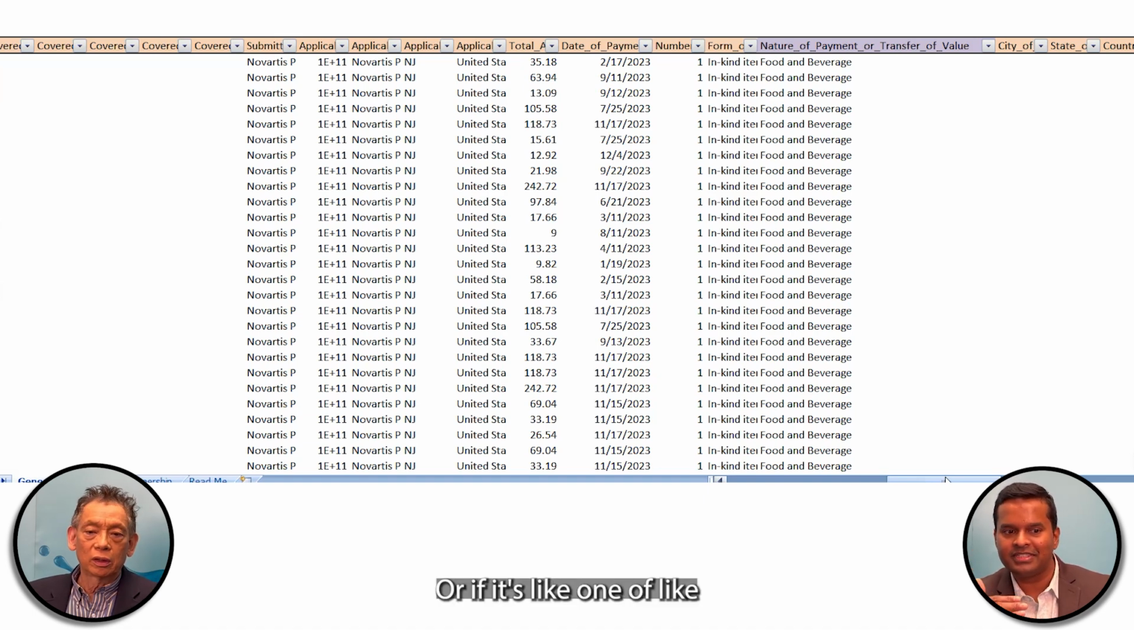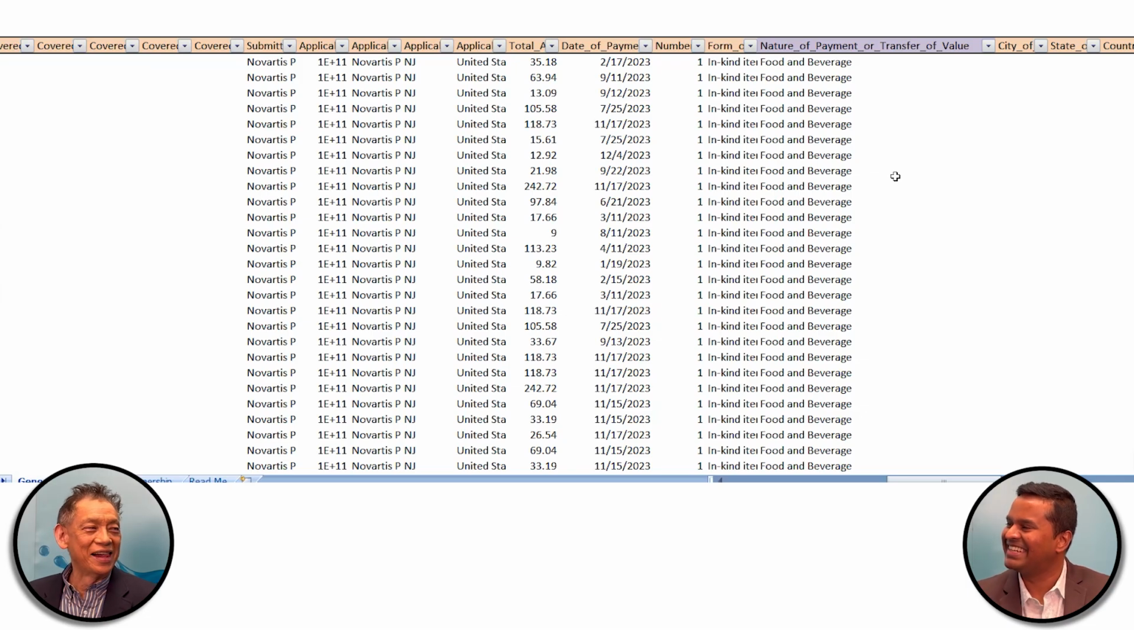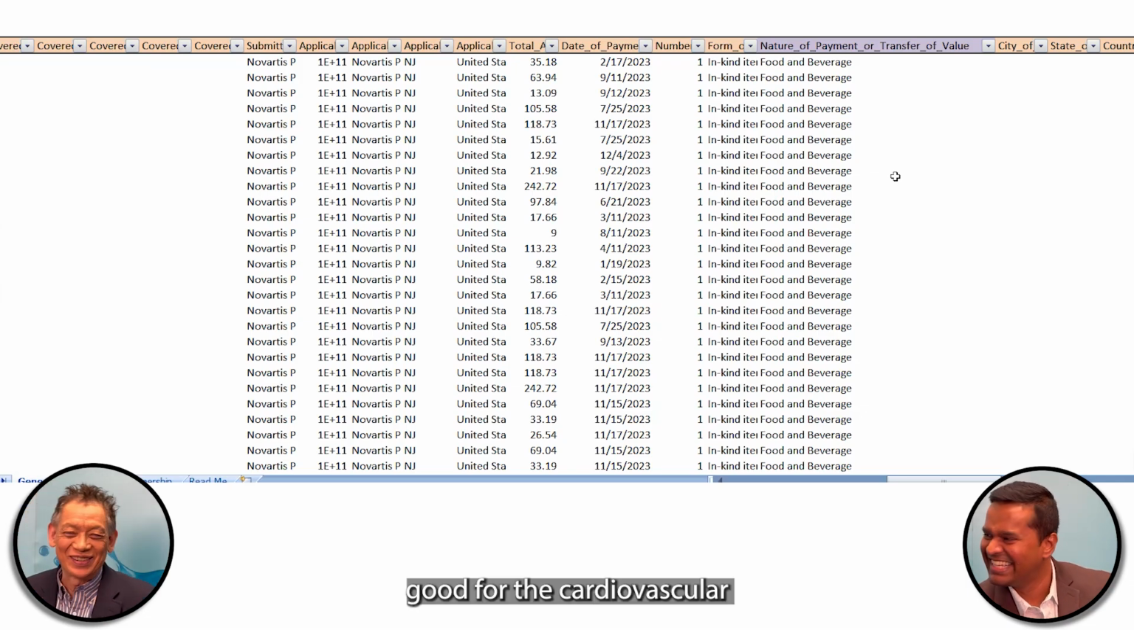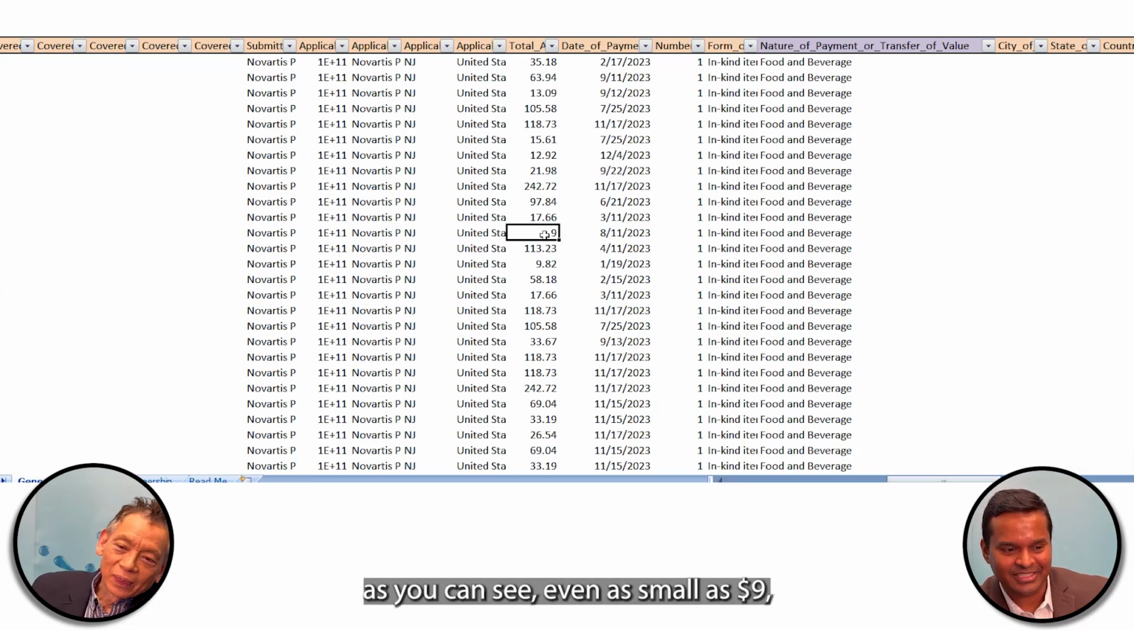Or if it's a physician rep call activity, then it'll be food and beverage. It'll be like a big slice of pizza and a Coke, right? Good for the cardiovascular doctor, right? Yes, exactly. As you can see, even as small as $9 is still captured.